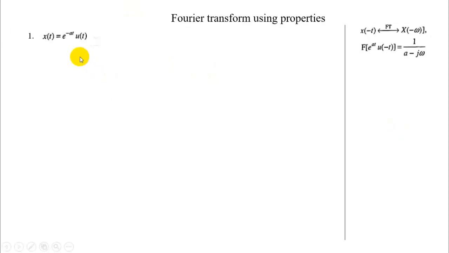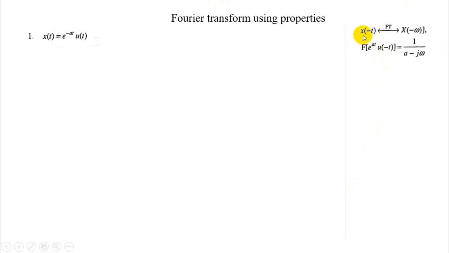So firstly, if we want to transform e to the power minus at u(t), so this x(t), we first attempt to think about what properties or what basic transformations we already know, and we should think about the known Fourier transforms that we have discussed earlier. On the right side, I have incorporated those properties or laws, if I can say it in this way.